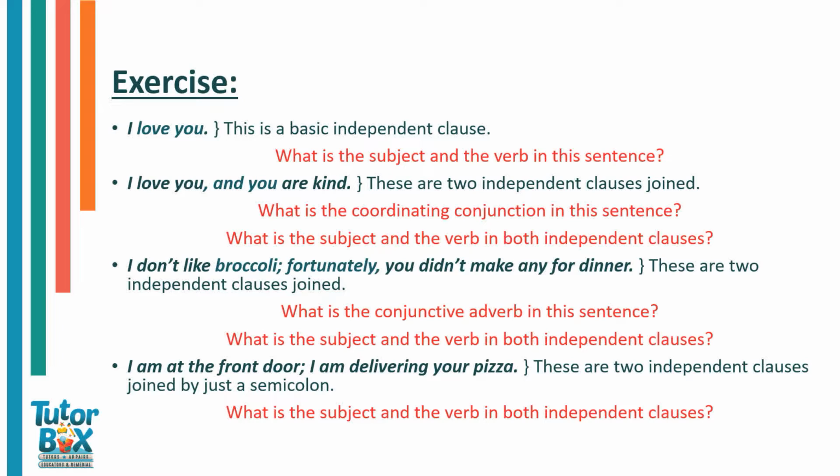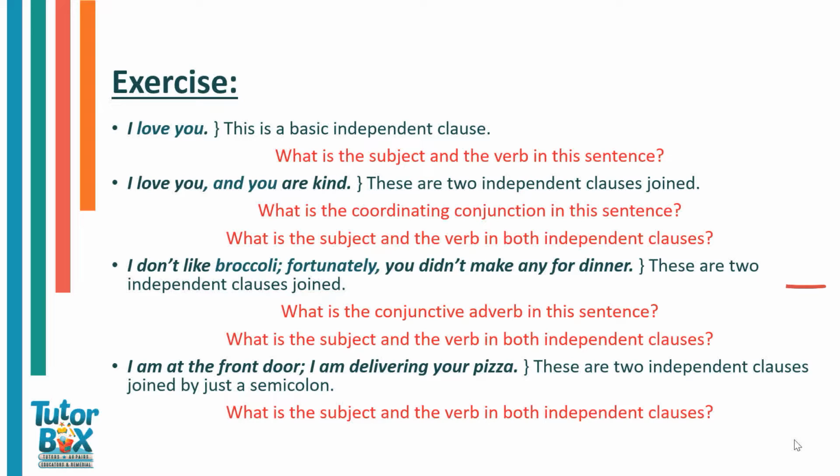The next sentence is, I love you and you are kind. These are two independent clauses joined together. We spoke about what this means on the previous page, so I want you to think about what is the coordinating conjunction in this sentence, and also what is the verb and the subject in both independent clauses. Because as you can see, there's two independent clauses in the sentence, which is I love you, and the other independent clause is you are kind. These both make sense on their own and don't need any other clauses to make sense.